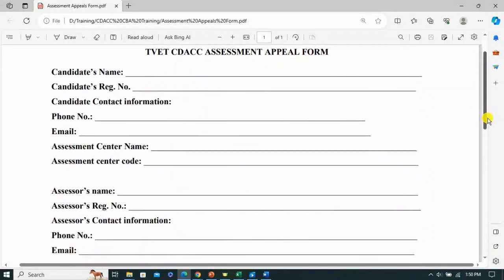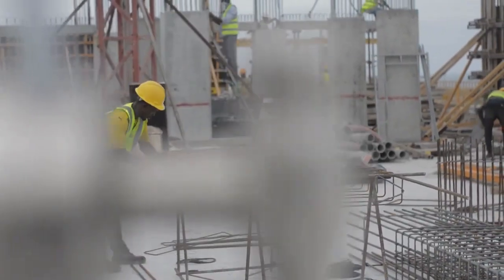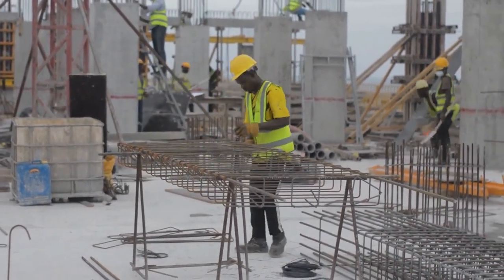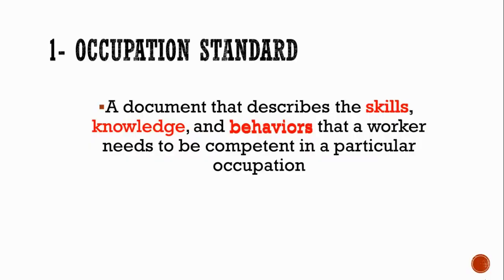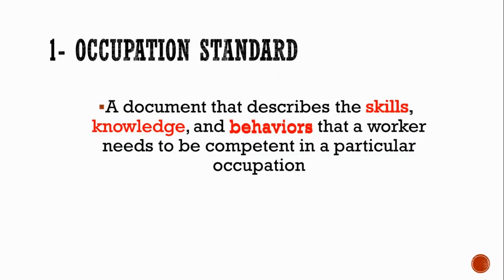So let's unpack occupational standard as one of the support requirements or support materials. We did talk about what an occupational standard is when we were addressing industry alignment as our first principle. We say that it is a document that describes the skills, knowledge, and behavior that a learner needs to be competent in a particular occupation. And we say that an occupational standard is a benchmark of performance that a worker needs to have to conduct a particular task.